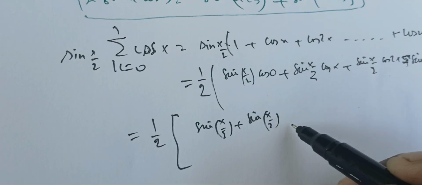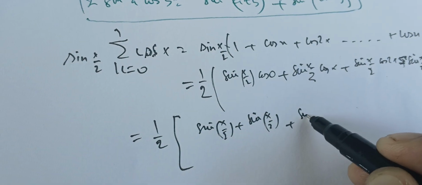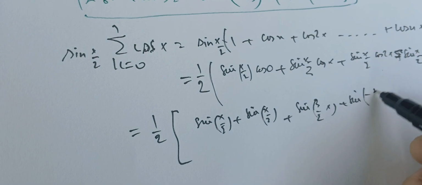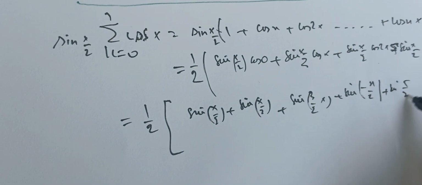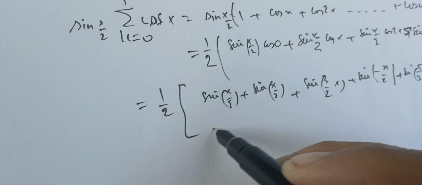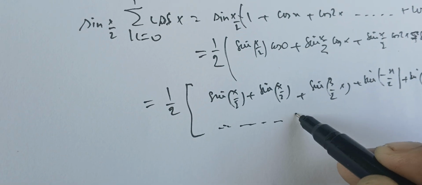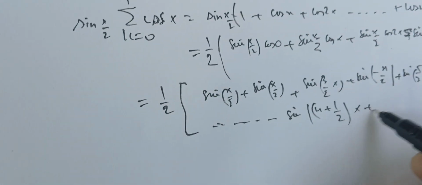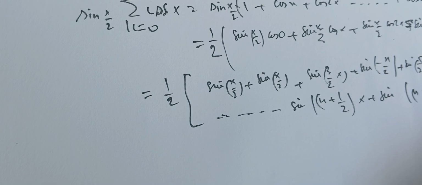And here a is x over 2 and b is x. Therefore, I have sine of 3/2 x plus sine of minus x over 2. And here I have sine of 5/2 x plus sine of minus 3/2 x. I'm going to keep going until the last term. So I'm going to have sine of (n plus 1/2) x plus sine of (n minus 1/2) x.